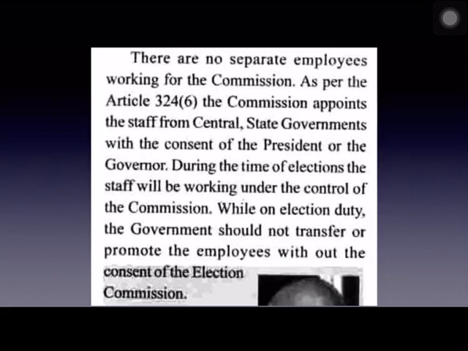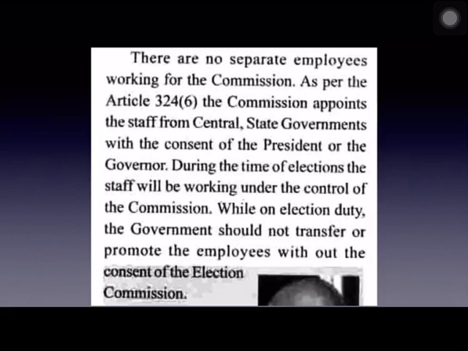Now, appointment of staff. There are no separate employees working for the Commission. As per Article 324, clause 6, the Commission appoints staff from central and state governments. If it is central level, from the central government; if it is state level, from the state government. If it is central level, staff are appointed with the consent of the President, and if it is state level, with the consent of the state government.